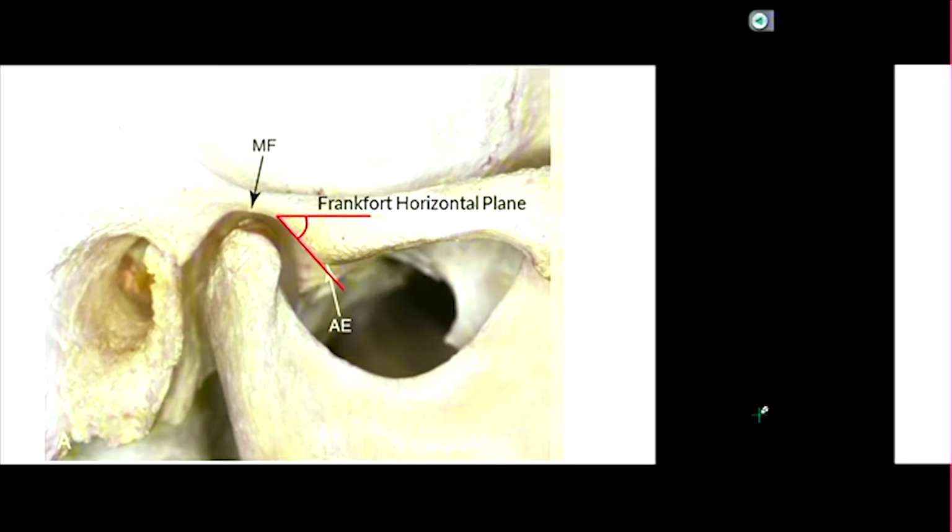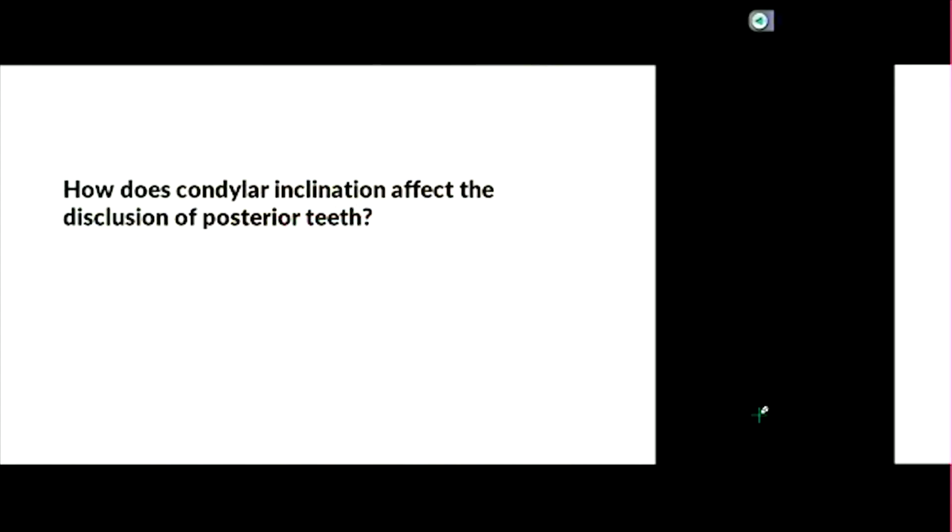So what is this anatomical structure? AE is our articular eminence. The path of that condyle is going to follow the slope of that articular eminence. Everybody has a slightly different slope to it. For two things to make an angle, you have to have two lines. One of the lines we're going to pick is the Frankfurt horizontal. The other line is going to be the slope of that eminence.